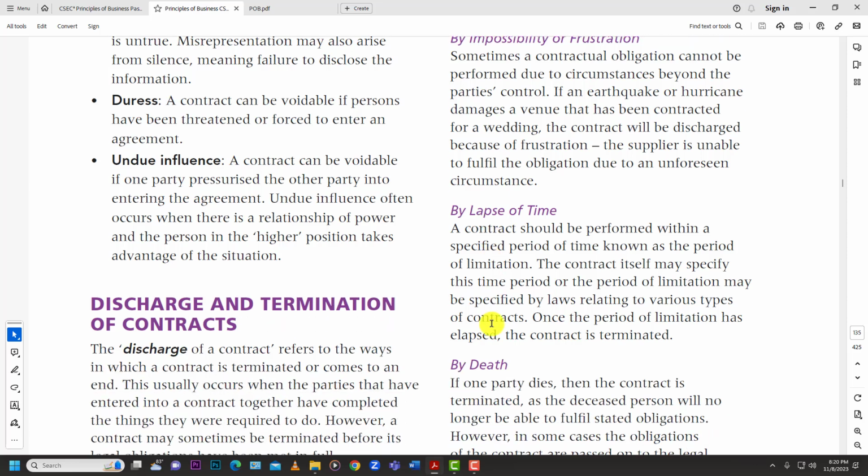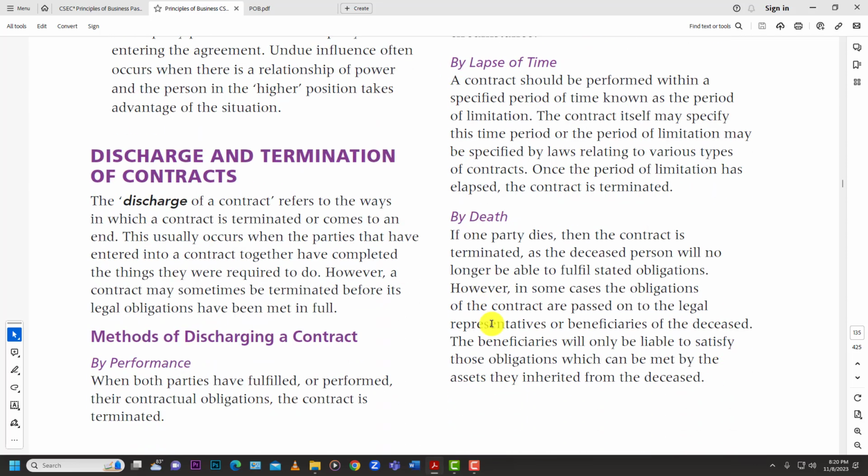Then we have lapse of time, meaning that the contract might have a specific time period in which it should be performed, but if that time frame is gone, then the contract may have run its course, and so because of lapse of time, the contract is terminated. A contract should be performed within a specific period of time known as a period of limitation. The contract itself may specify this time period, or the period of limitation may be specified by law relating to various types of contract. Once the period has elapsed, the contract is terminated.